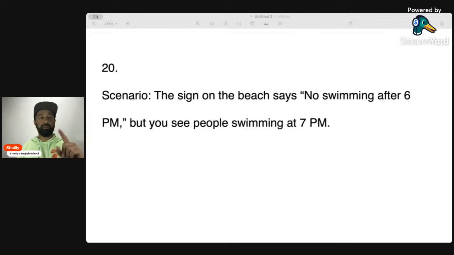All right, so remember, here's your homework. The sign on the beach says no swimming after 6 p.m., but you see people swimming at 7.